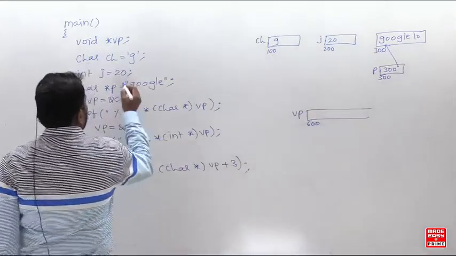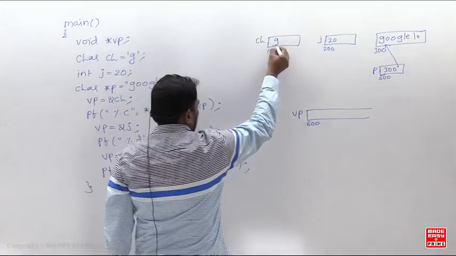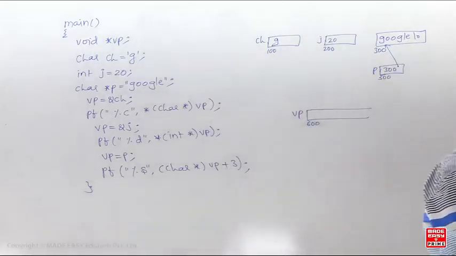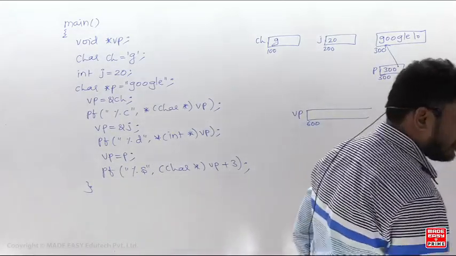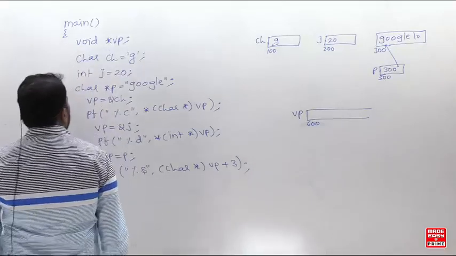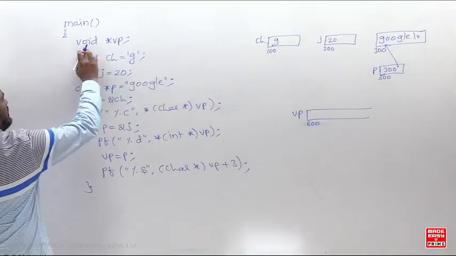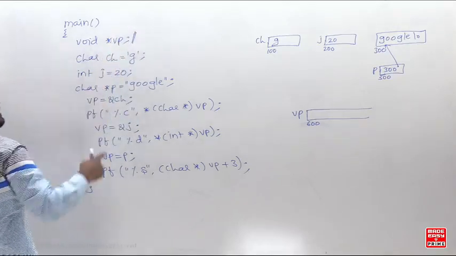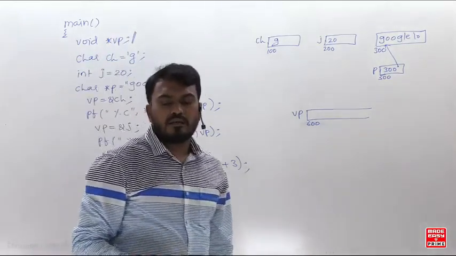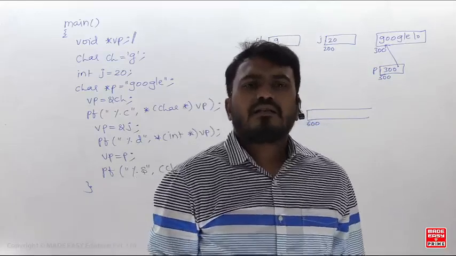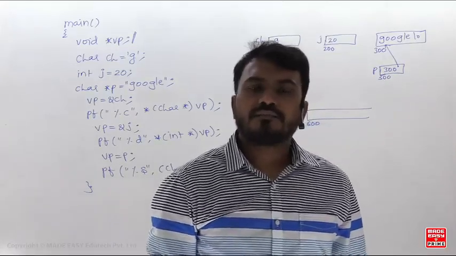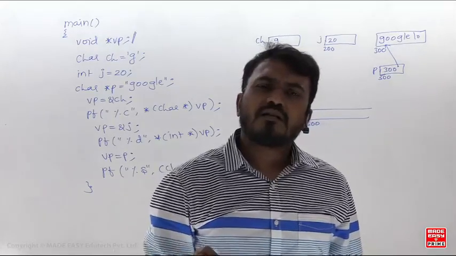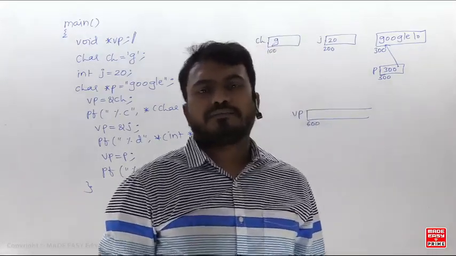So this is a character G. Right, so understand here. What is the meaning of this? Look here: void star VP. This is called declaring the void pointer. Just like we have normal integer and character pointers, similarly we can also have a void pointer. But remember, in the void pointer we can store the address of any type of variable, right?